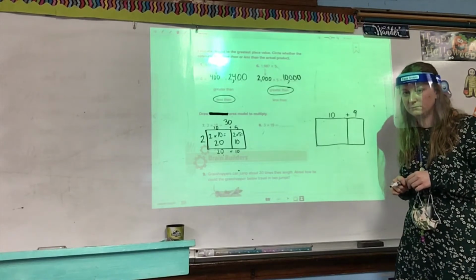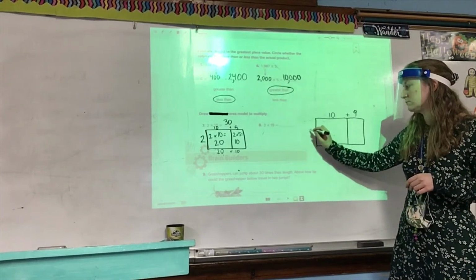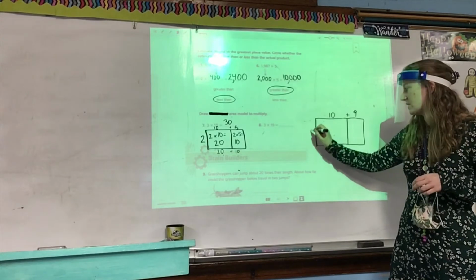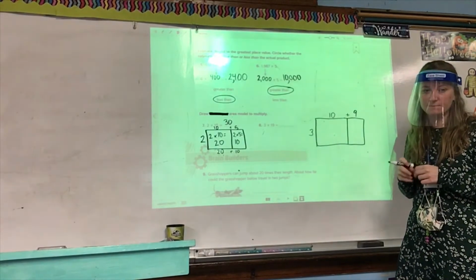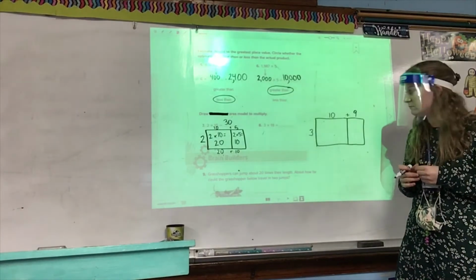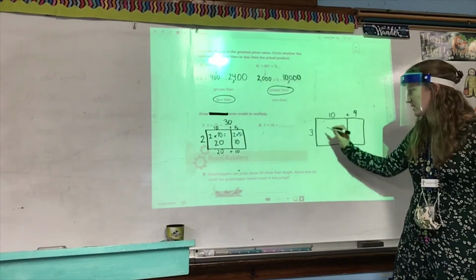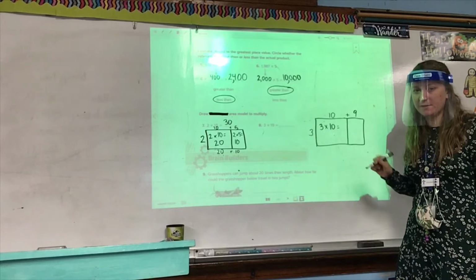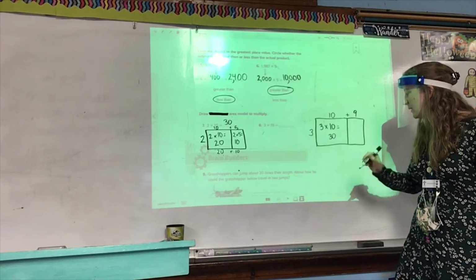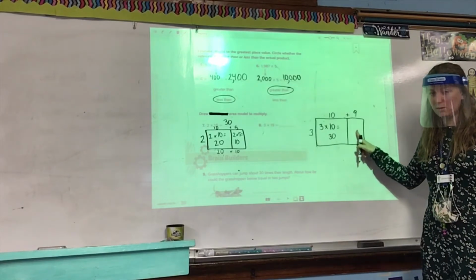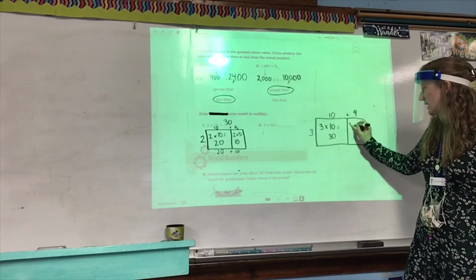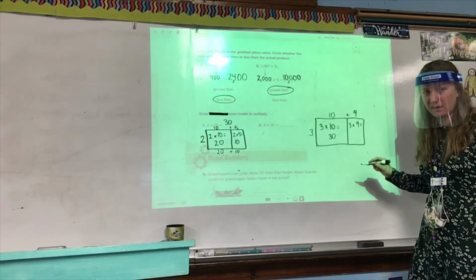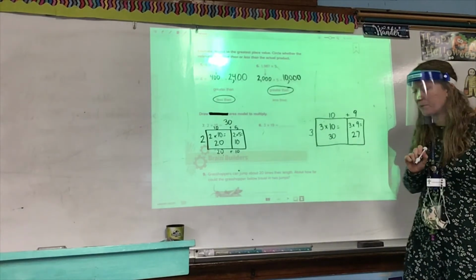We take the smaller factor and write it on the side. Which side? The left or the right? The left side, good. Okay, now what? We multiply 3 times 10 in the tens. So we take our factor on the side and multiply it by the number in the tens, which equals? 30. Then we multiply the ones place. So we take the factor on the side, which is 3, multiply it by whatever's in the ones place, which is 9. 3 times 9 equals what, Smith? 27. Okay, are we done?